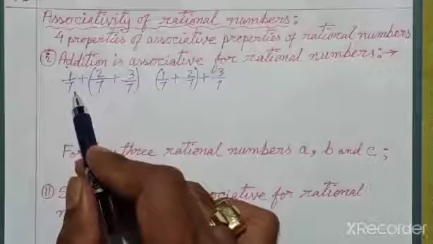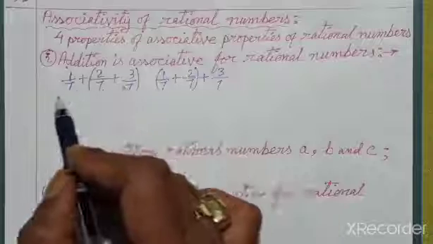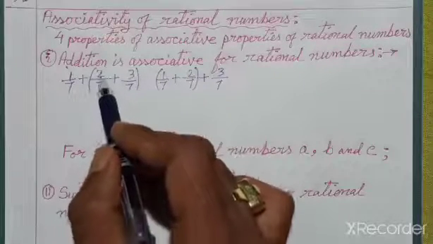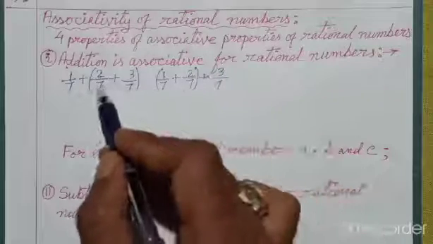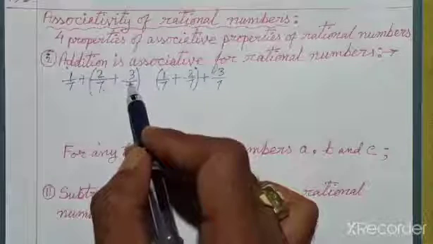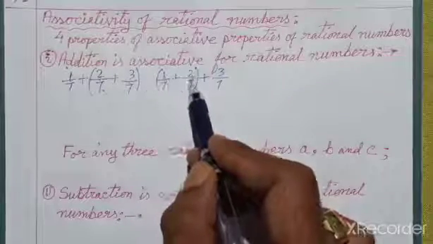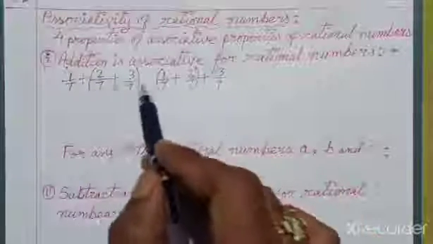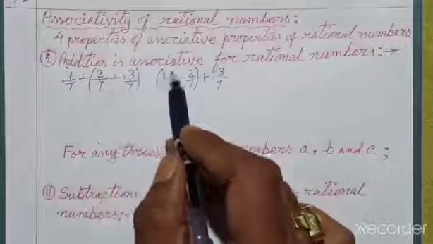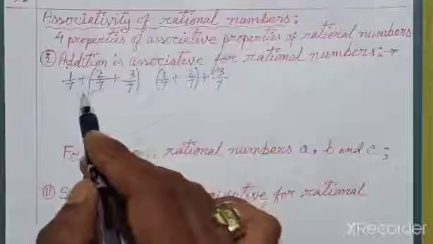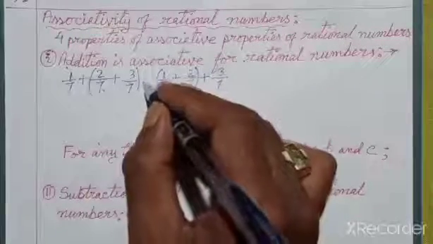Here there are three different rational numbers: 1/7, 2/7, and 3/7. And we can group these three rational numbers differently. Here second and third are grouped together, and here first and second are grouped together. If we add the second and third rational numbers first, and then add 1/7, and in the second case add the first and second and then the third, and if these two answers are equal, then addition is associative for rational numbers. That means if we group the rational numbers differently, their answer will be equal.